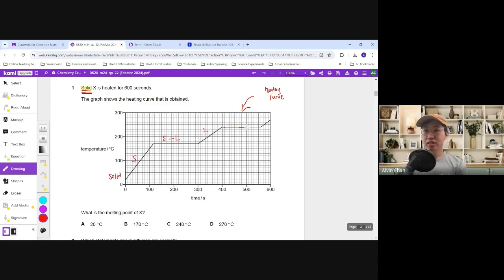Now here, there's another flat line. Why? Because flat line means you are changing state. So this state is liquid to gas. And finally, you are rising up in temperature again, means you are now in gas state. So this is a revision for you.